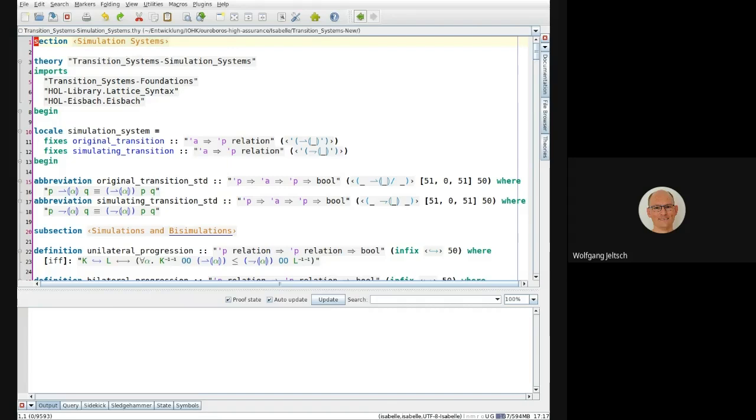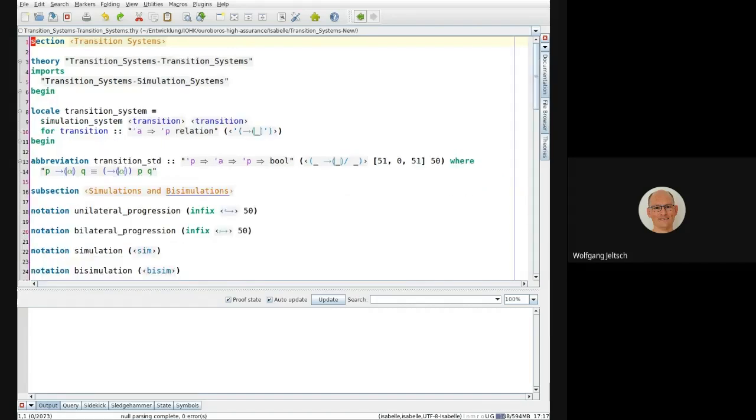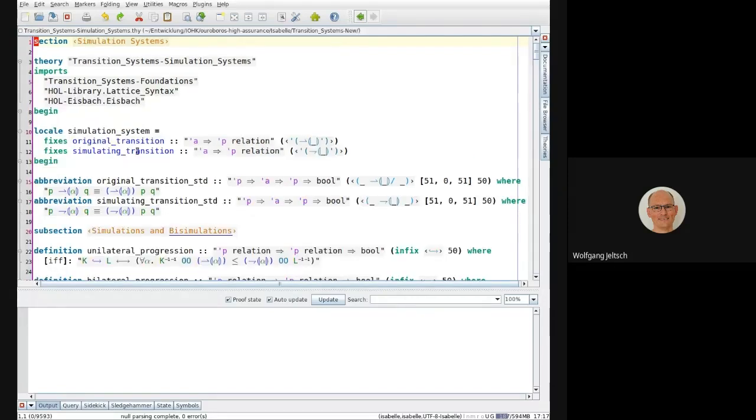So then let's look at the transition systems. We had another locale, and now it says locale transition system is simulation system applied to transition and transition. So the simulation system is this other locale. That is, a simulation system is characterized by two operations, ternary relations in essence. They take an action and give you a relation between processes, between a source and a target process in each case.